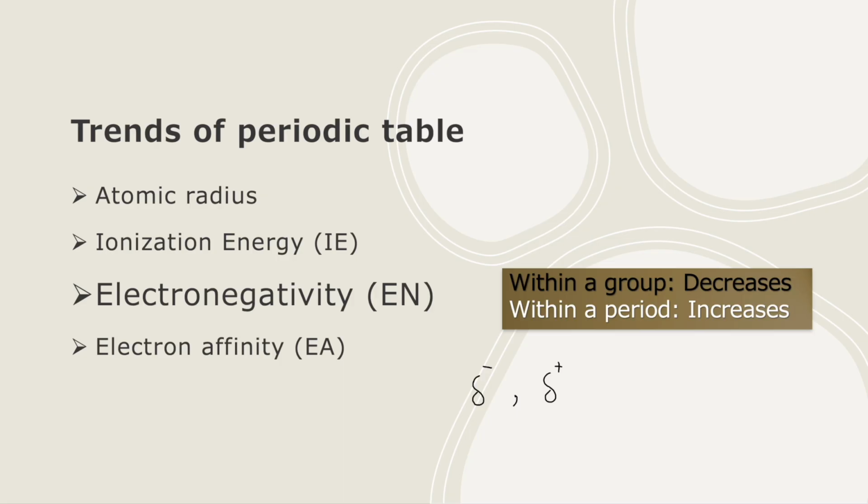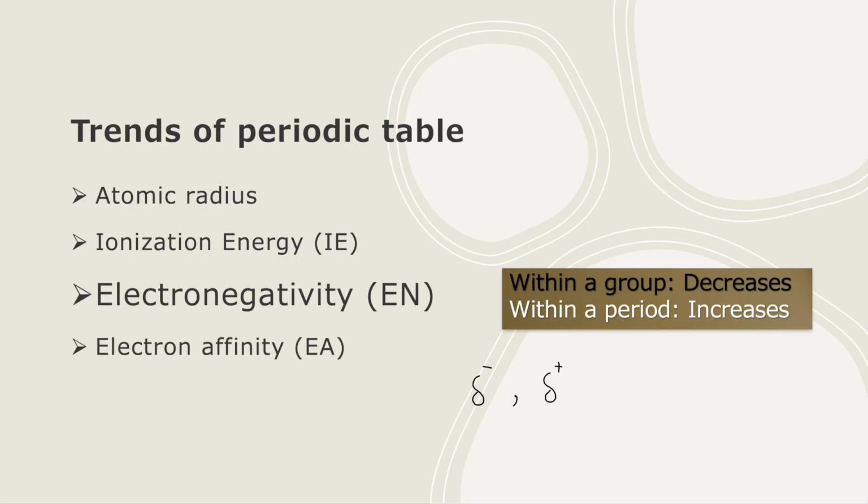For example, in sodium chloride, sodium donates an electron to chlorine, forming sodium ion and chloride. Okay? Now, you might want to know the lowest electronegativity value, which is for francium, and it's 0.7.